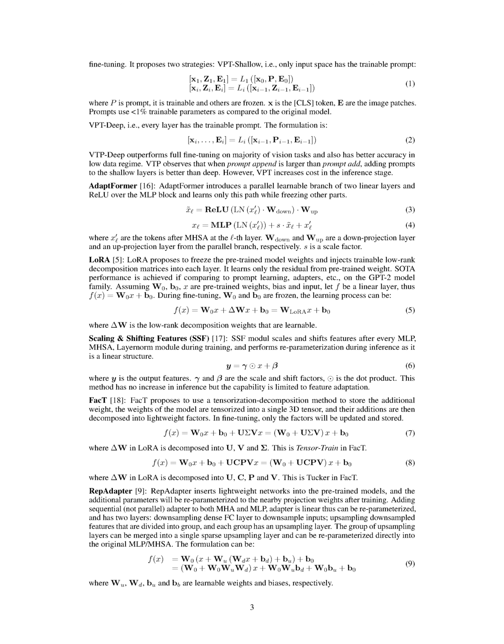RepAdapter introduces lightweight networks into pre-trained models, and the additional parameters will be re-parameterized to the nearby projection weights after training. This method has a linear structure, so it can be re-parameterized, but it comes with two layers, a downsampling dense fully connected, FC, layer to downsample inputs and a group of upsampling layers for the downsampled features. However, these methods have their limitations.